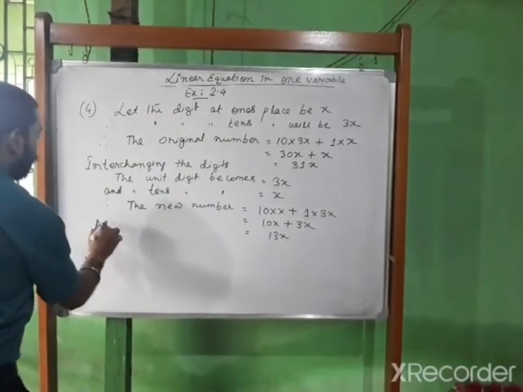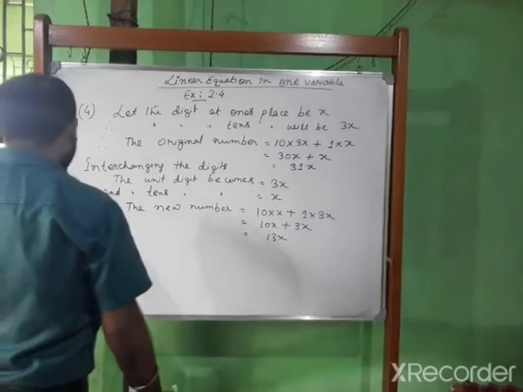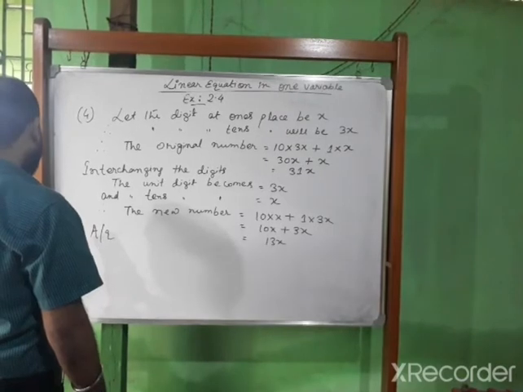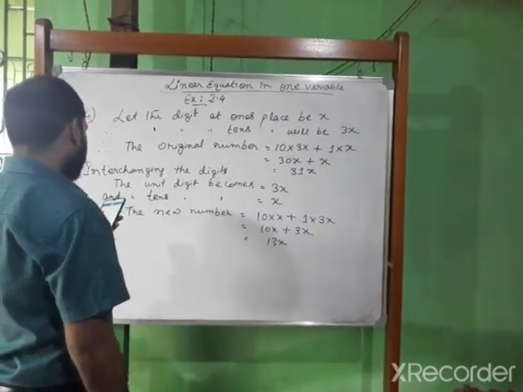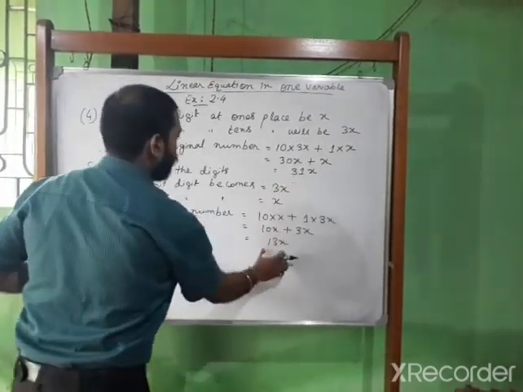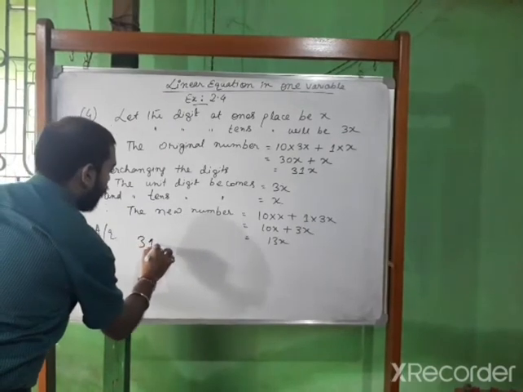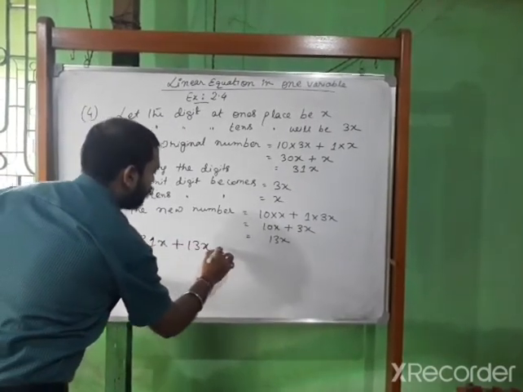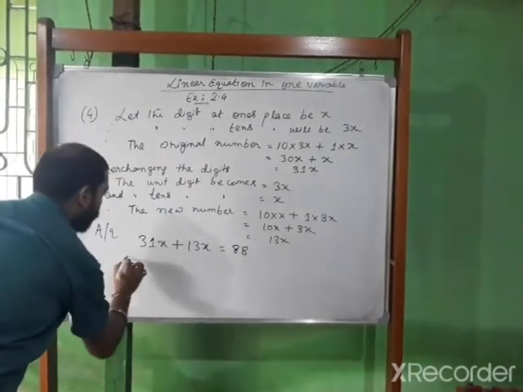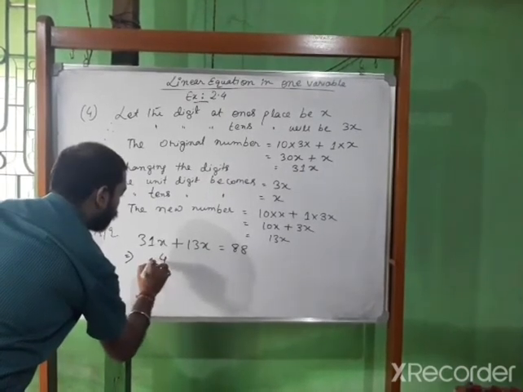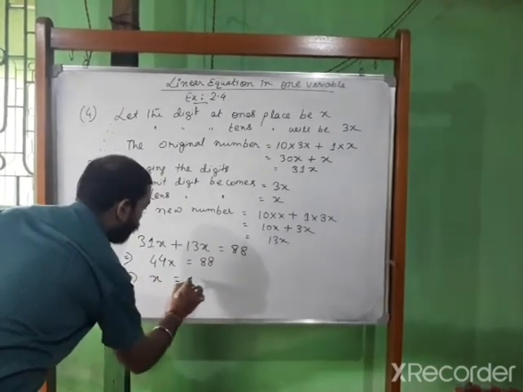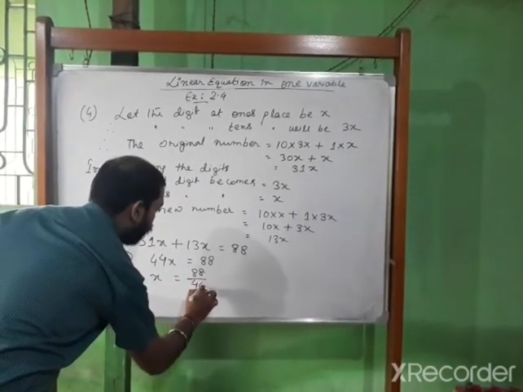Now according to the question, it is given that if you interchange the digits of the two digit number and add the resulting number to the original number, you get 88. So if I add these two, 31x plus 13x, the result will be 88. Now let us find the value of x. So 44x is equal to 88, which implies x is equal to 88 divided by 44. So it is 2.